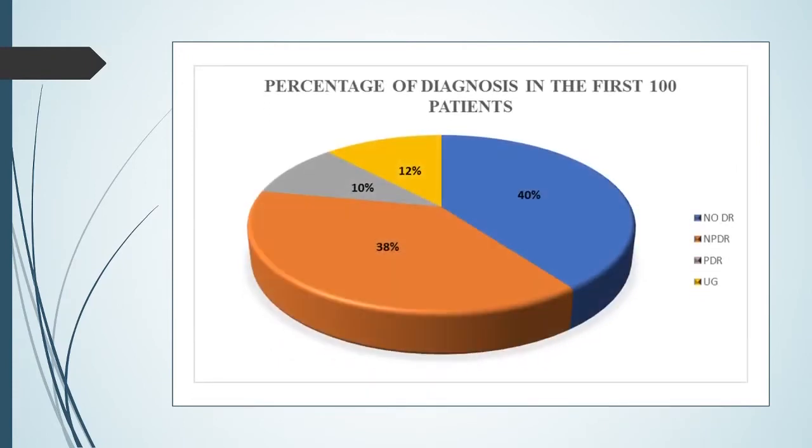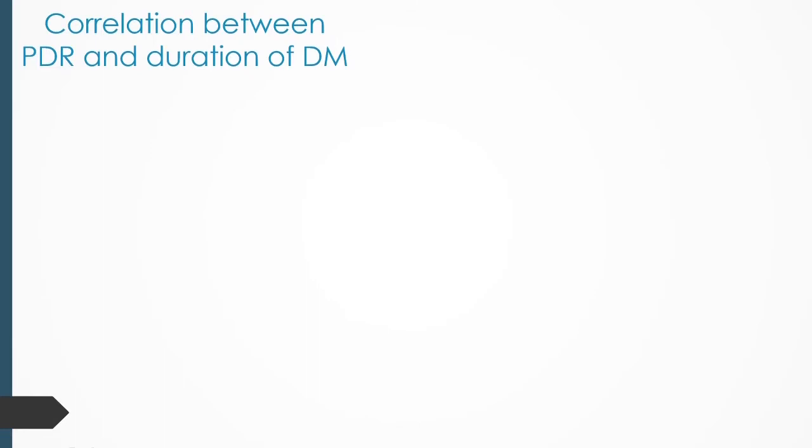This pie chart shows the percentage of the diagnosis within the 100 patients. From the pie chart, we can see that 40% had no diabetic retinopathy, which means the diabetes had not affected the back of their eyes. 38% of these patients had NPDR, and 10% had PDR. 12% of the photographs were ungraded due to certain circumstances.